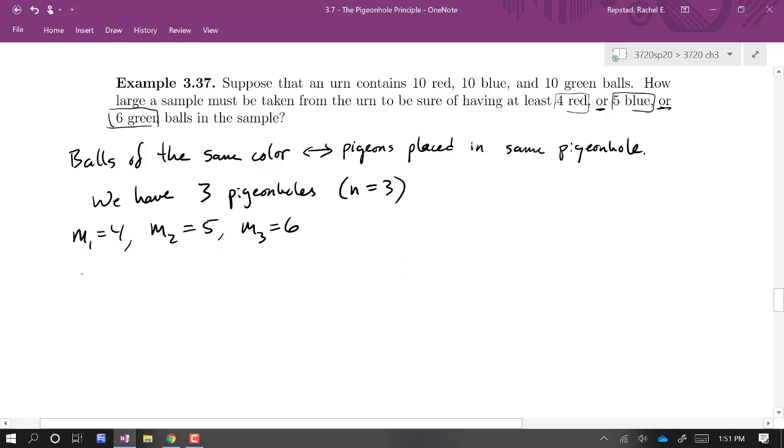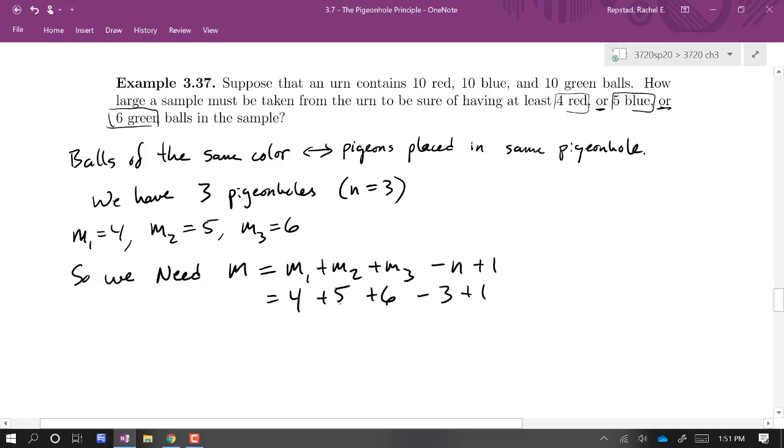So the number of pigeons that we have to draw, the value M that we're looking for, that theorem says it's M1 plus M2 plus M3 minus N plus 1. So let's see what that gives us. 4 plus 5 plus 6 minus 3 plus 1 is 13. 13 pigeons or 13 balls must be drawn.